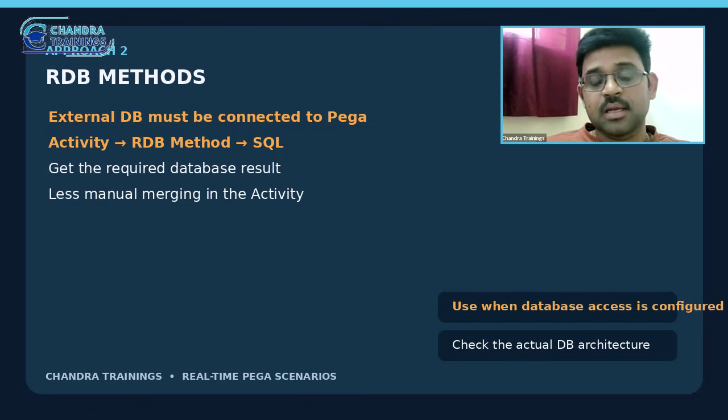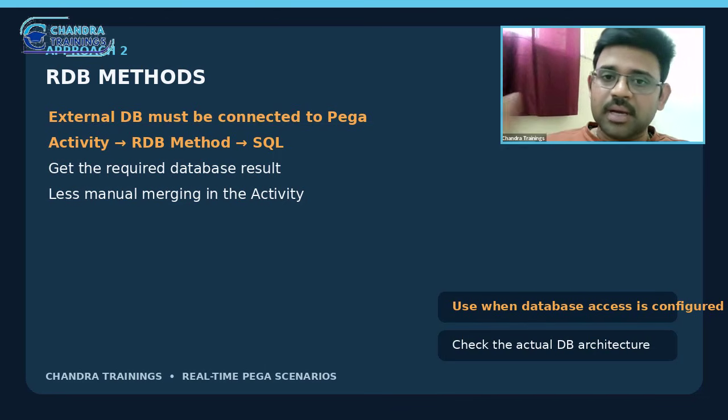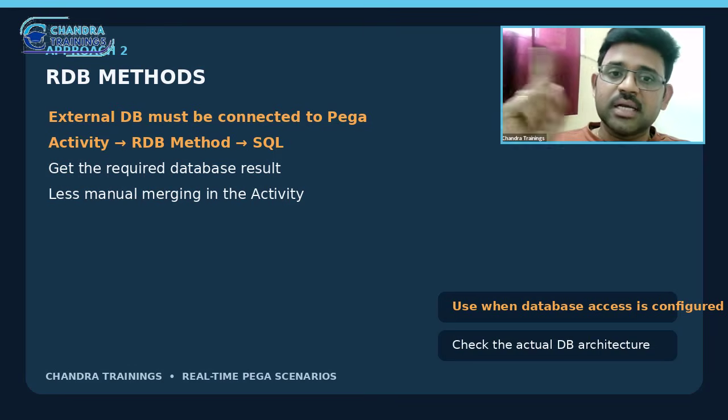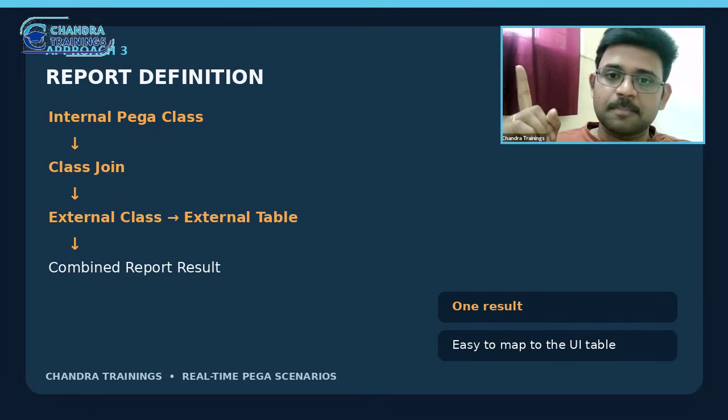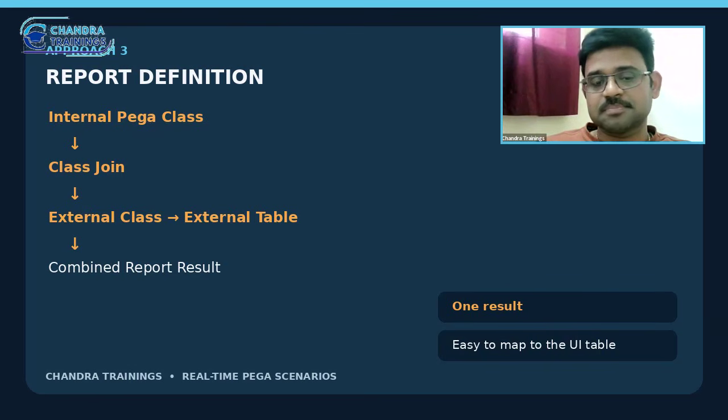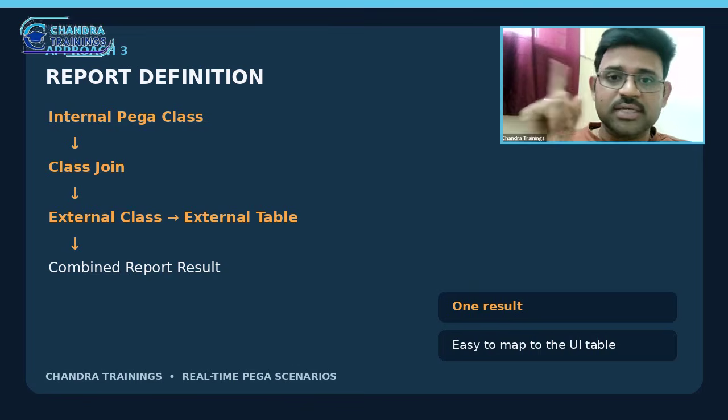That's fine. Now let's talk about the most interesting approach, that is report definition. This can be a very clean approach where the requirement is mainly to display the data. Suppose I create my report definition on my internal Pega class. Normally a report definition gets data from that class only. But now I need some information from the external table also. So what can I do? First, I need to make the external table available to Pega through an external class. We have to first create one external class, and that class needs to be connected to the external table.